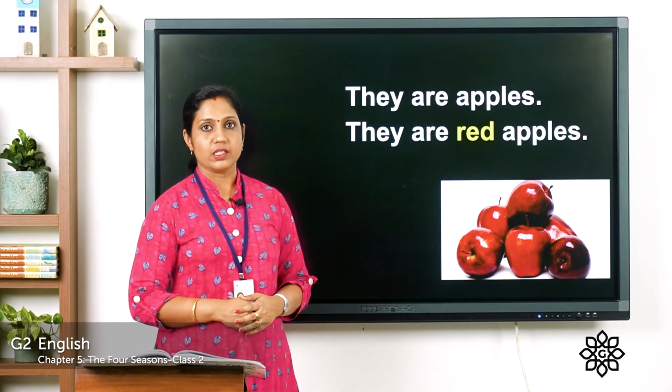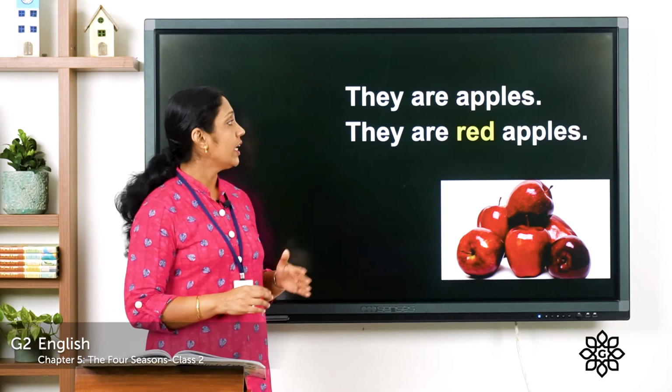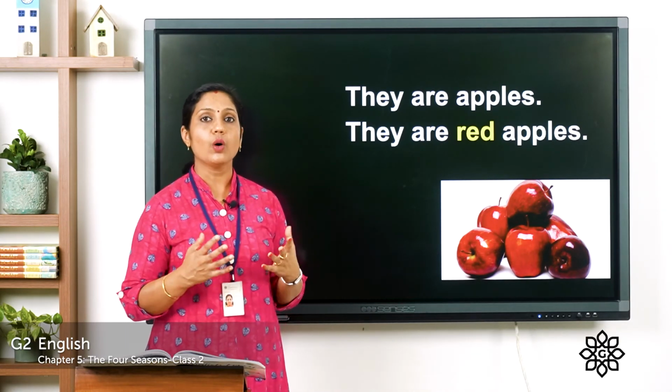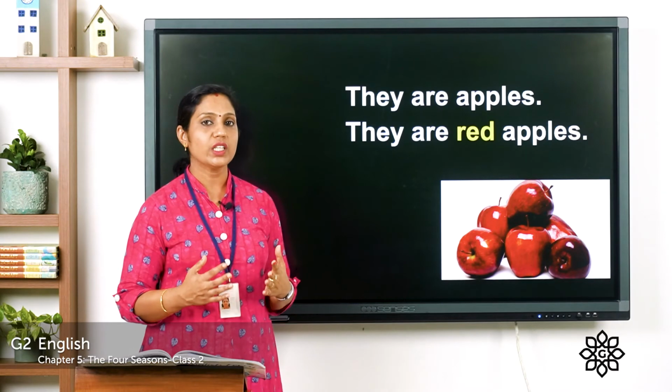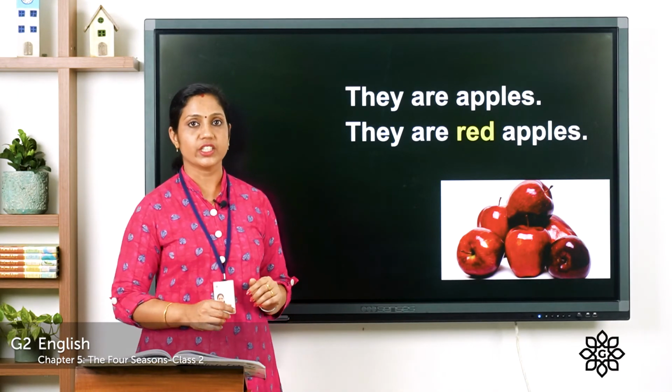They are apples. You can see some apples here. They are red apples. So how are the apples described? It's described with its color. They are red apples. So the word red here is the adjective.